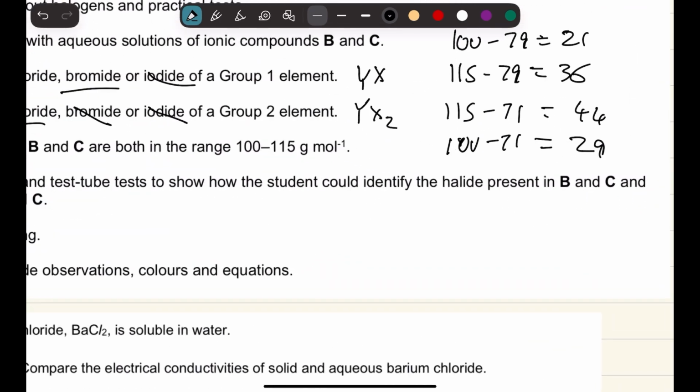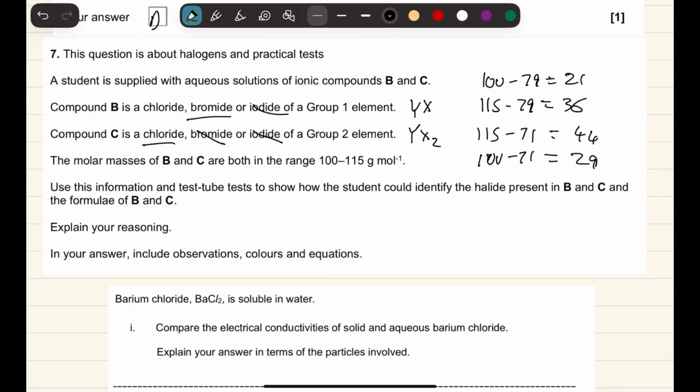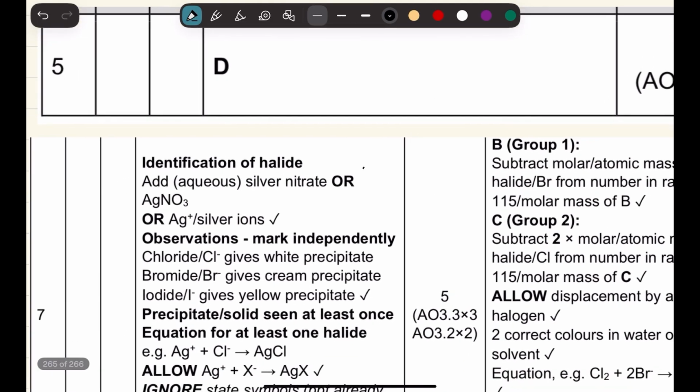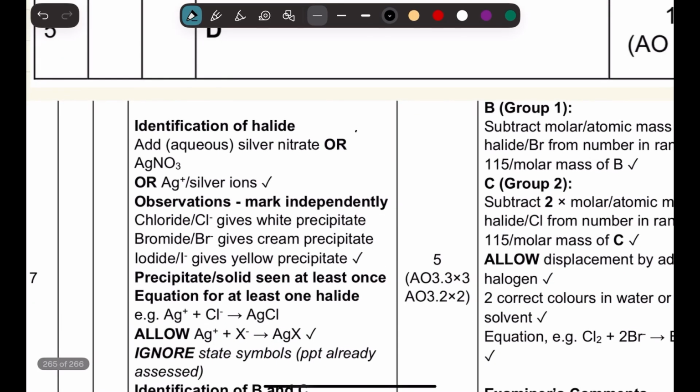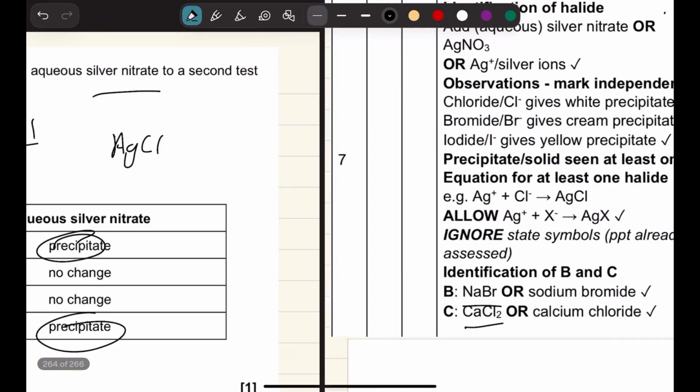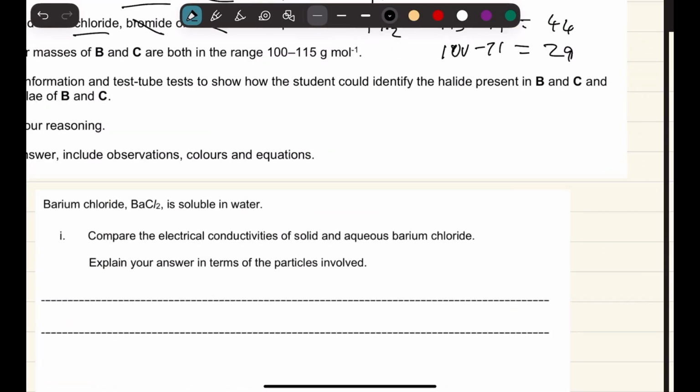Cool. In terms of the other stuff to do with this question, you should know the test for halide: silver nitrate, white precipitate, cream precipitate, yellow. Remember, we haven't gotten everything yet at that point, so you're listing all the results. Do one of the equations, happy days, and then we've gone through the reasoning now. And then also this one, I would expect you to know as well.